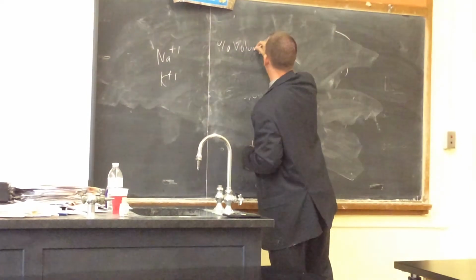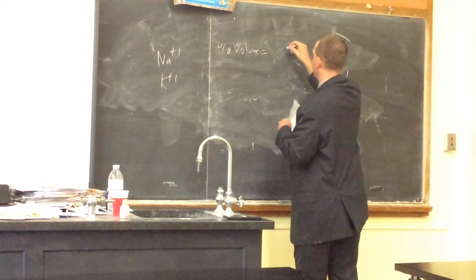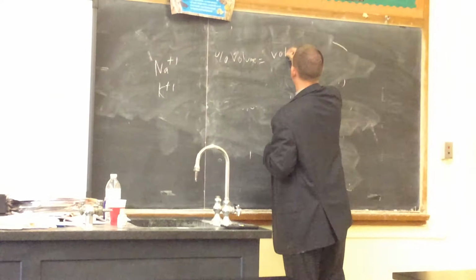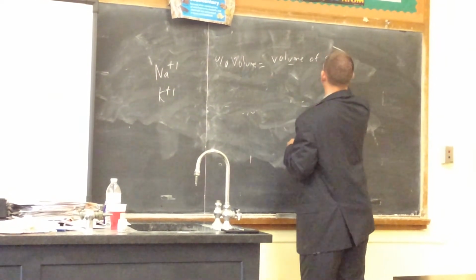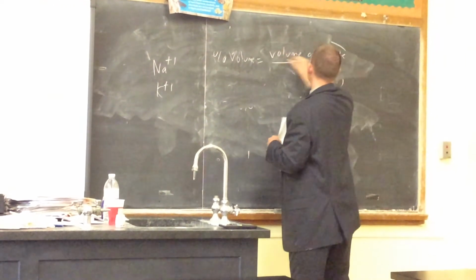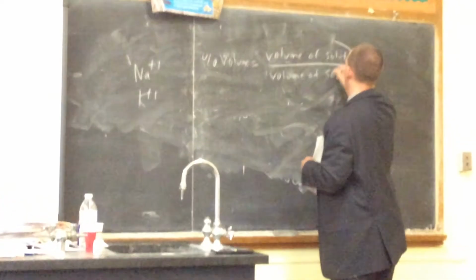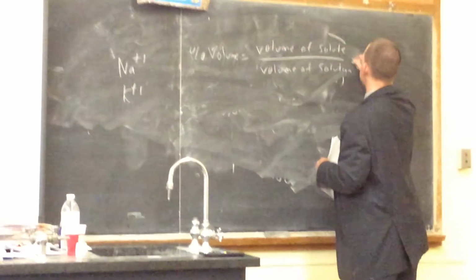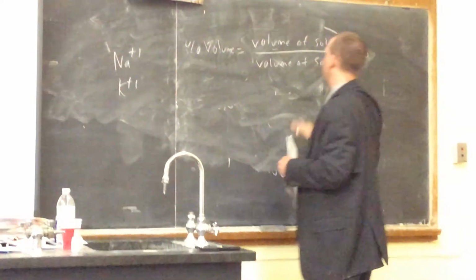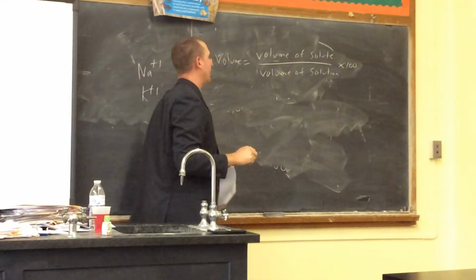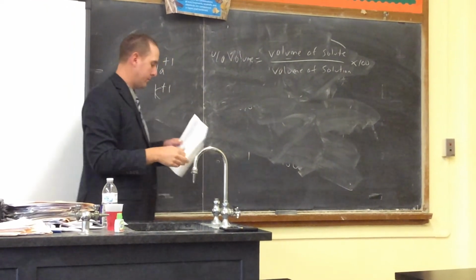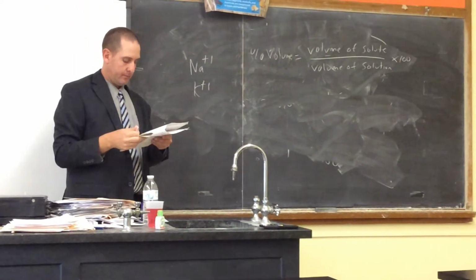Percent volume equals volume of solute over volume of solution times 100. Together, again, remember we got to add solute and solvent together to get solution, unless it says otherwise.